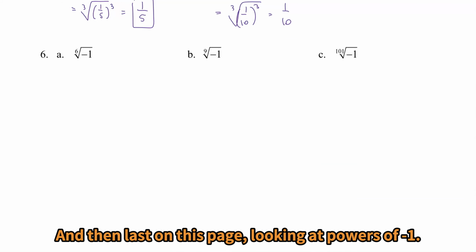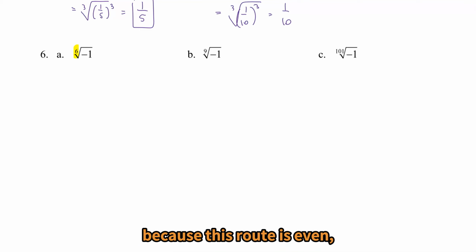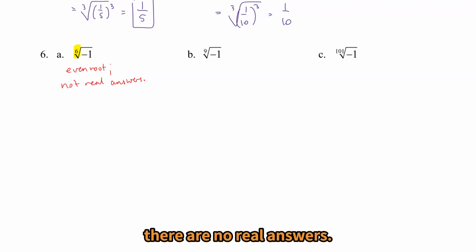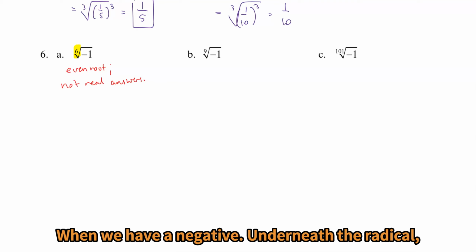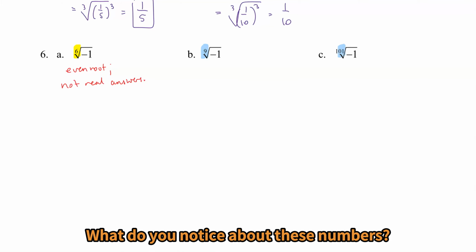And then last on this page, looking at powers of -1. So the sixth root of -1, because this root is even, there are no real answers. When we have a negative underneath that radical, we have no real numbers. But check out B and C. What do you notice about these numbers?